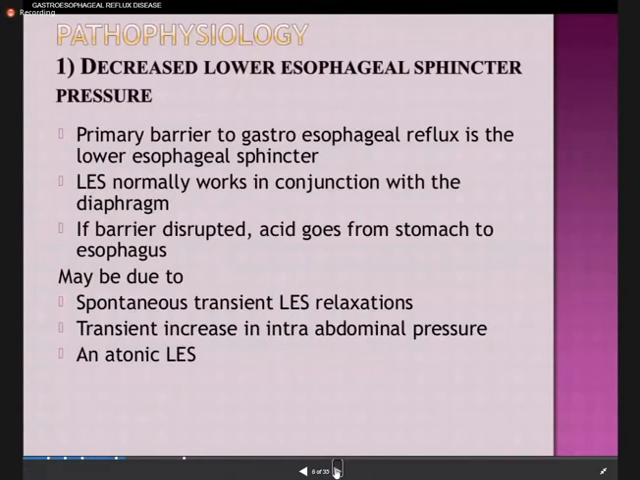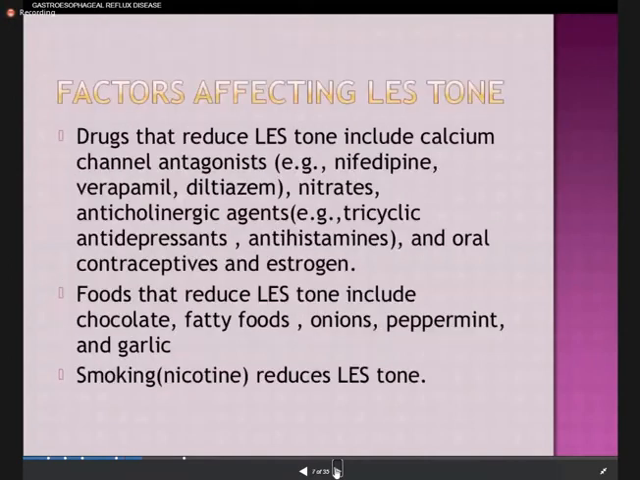So the pathophysiology: if you recall the diagram, decreased lower esophageal sphincter pressure matters, as the primary barrier to gastroesophageal reflux is the lower esophageal sphincter, and it normally works in conjunction with the diaphragm. If the barrier is disrupted, the acid goes from the stomach to the esophagus, maybe due to spontaneous transient lower esophageal sphincter relaxations, or a transient increase in intra-abdominal pressure, which I have already told, or in certain pathological conditions in which we have an atonic lower esophageal sphincter.